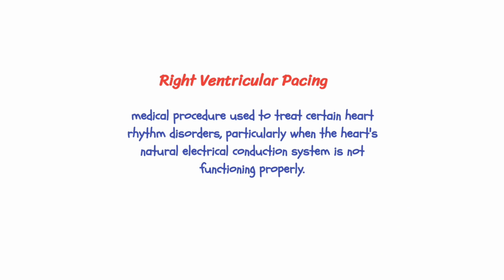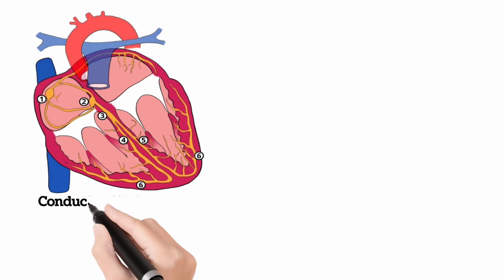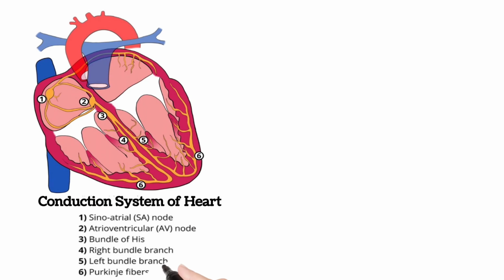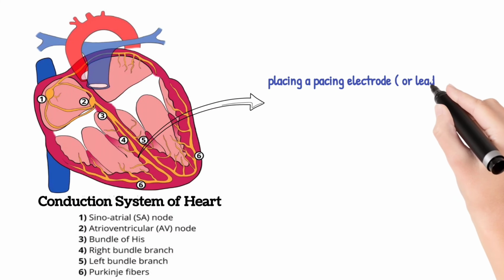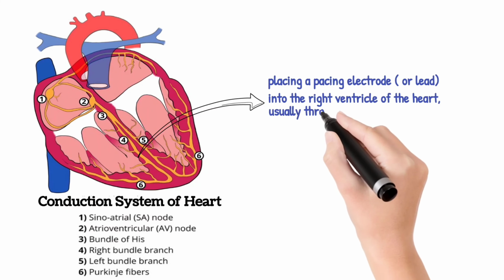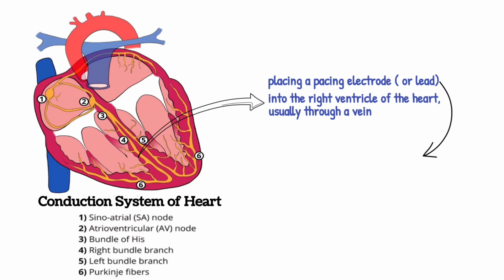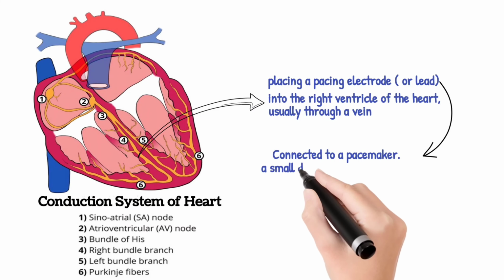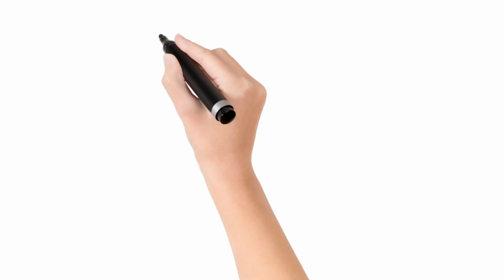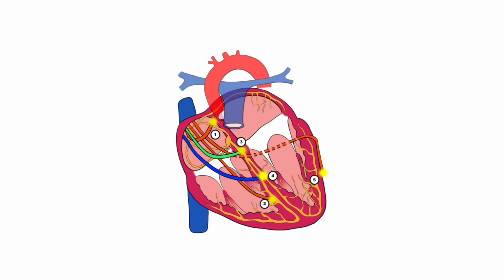To understand this, let us see the conduction system of heart, which consists of SA node, AV node, bundle of His, right bundle branch, left bundle branch, and Purkinje fibers. Right ventricular pacing involves placing pacing electrodes or leads into the right ventricle of the heart, usually through a vein. This electrode is connected to a pacemaker, which is a small device implanted under the skin, typically in the chest area. The pacing technique can be illustrated here using this figure.